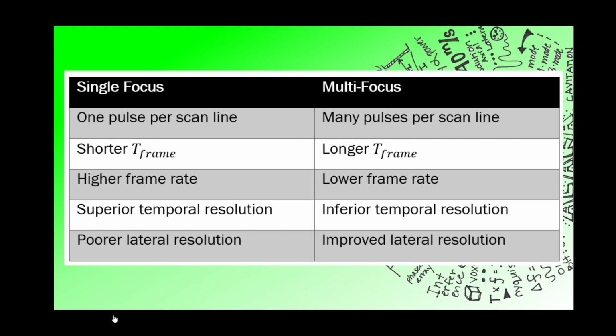So again, just to recap, single focus, there's only 1 pulse per scan line. We have a shorter T-frame, which gives us a higher frame rate, gives us superior temporal resolution, but we're going to have worse lateral resolution. That's opposed to our multifocus, which gives us many pulses per scan line, which increases our T-frame, which then lowers the frame rate, giving us inferior temporal resolution, but better lateral resolution.